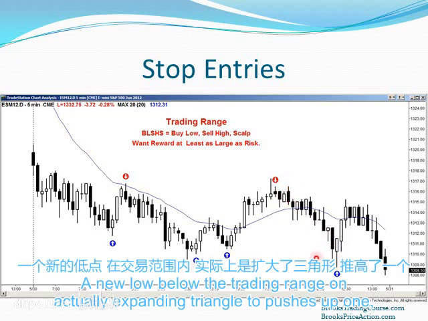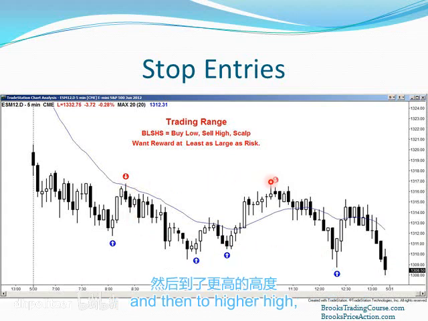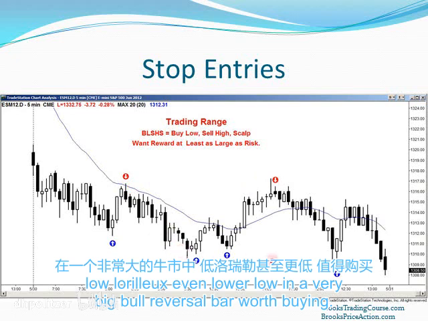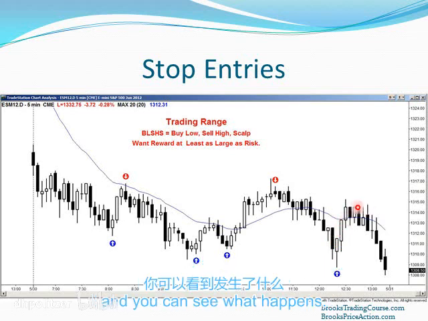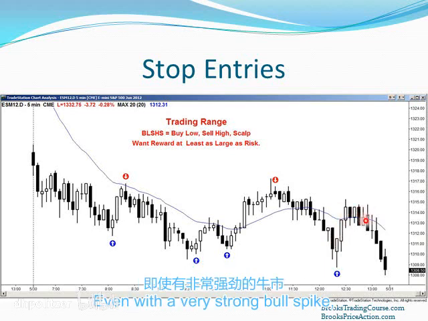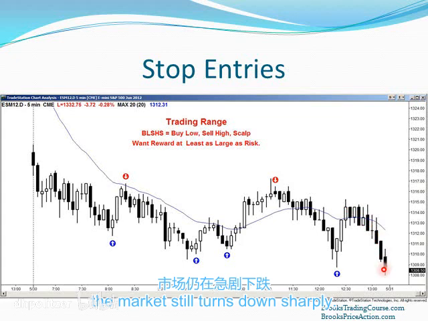A new low below the trading range. Actually an expanding triangle, 2 pushes up, 1 and then 2, higher high, low, lower low, even lower low, and a very big bull reversal bar, worth buying. And you can see what happens even with a very strong bull spike. The market still turns down sharply.